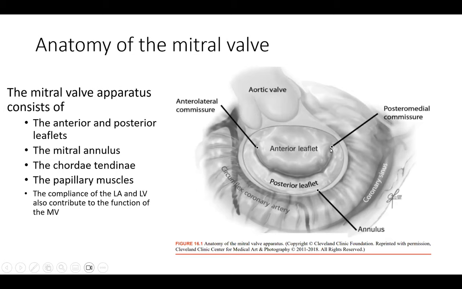Then there's the space, of course, where they open, and when they close, we have the coaptation line right here, and we have the anterior commissure and the posterior commissure. Although this is the mitral valve apparatus, I will show the chordae tendineae and papillary muscles in the second slide. Its function also depends on the left atrium and left ventricle, their compliance, if there's dilatation, and all of that. So when we come to mitral regurgitation, we can have secondary mitral regurgitation just because of dilation of the left ventricle with intact, normal mitral valve leaflets.